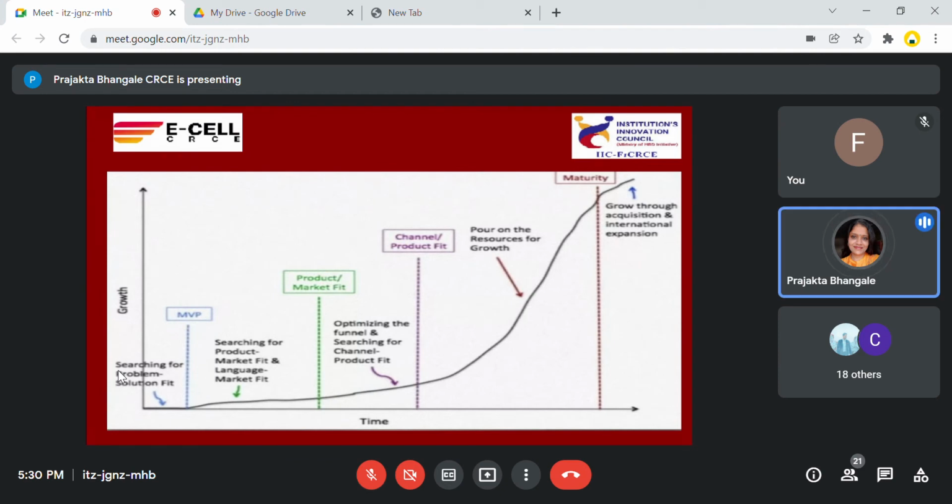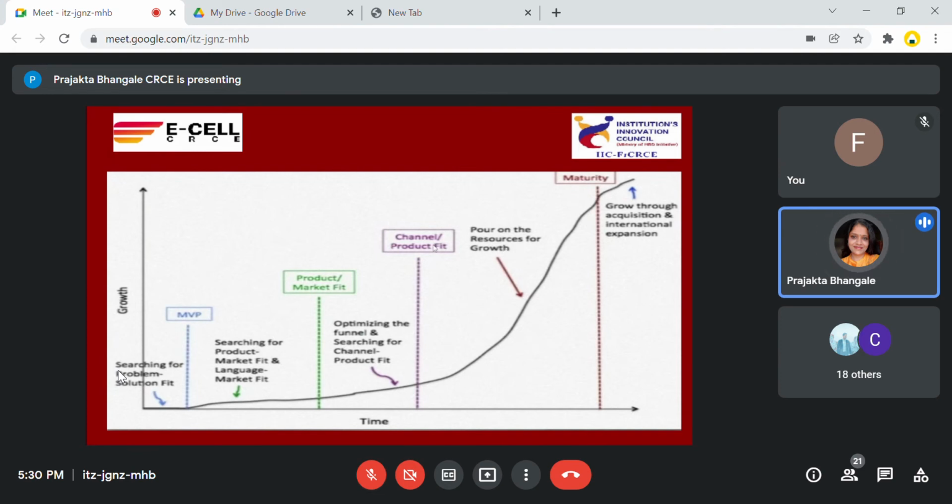Yeah. So this is my minimum viable product. So these are all my different steps. As soon as my prototype has been created, I have to find out whether it is a product market fit and language market fit. What that is we will understand later on. Okay. Then product is market fit. Then we have to find out whether this product is channel fit or product fit. That also we have to find out.